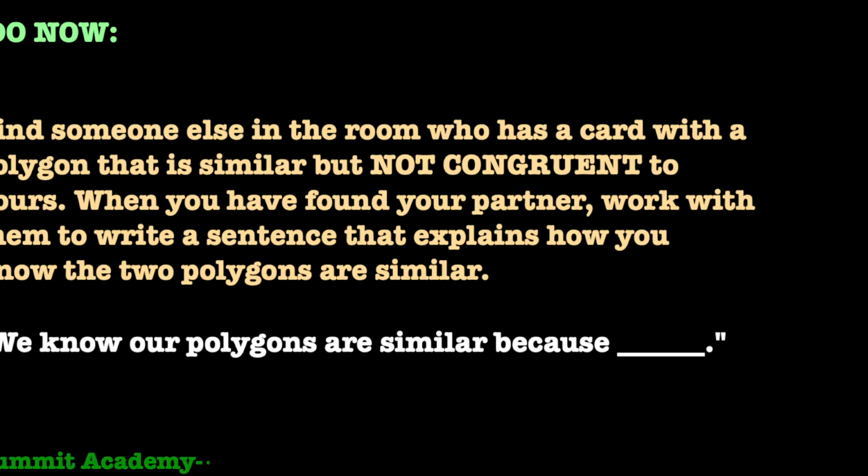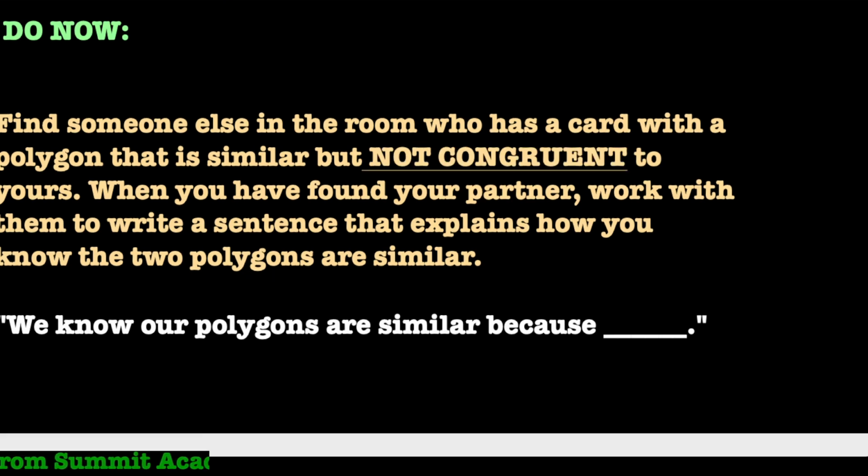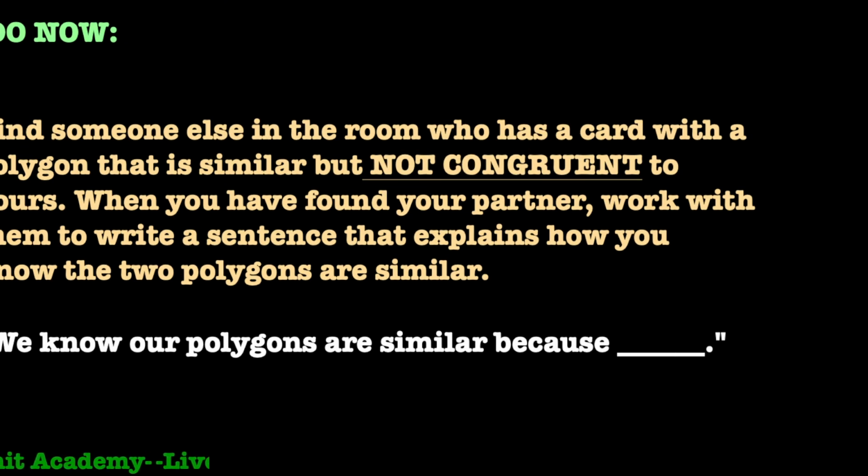So where it has that, I want you to find someone else in the room who has a card with a polygon that is similar but not congruent to yours. When you have found your partner, I want you to work with them to write a sentence that explains how you know the two polygons are similar. So remember, let me underline that as well: they are not congruent, but they could be similar. And I just want you to write a sentence or two explaining how you know. So a sentence starter would look like this: we know our polygons are similar because, and then you fill in the blank. So make sure you're using the sentence starter.